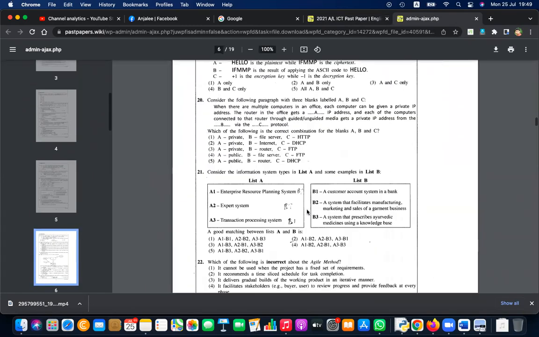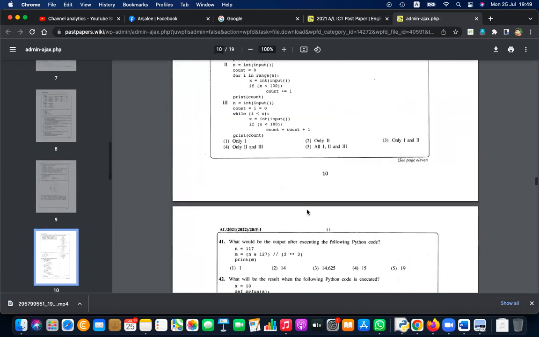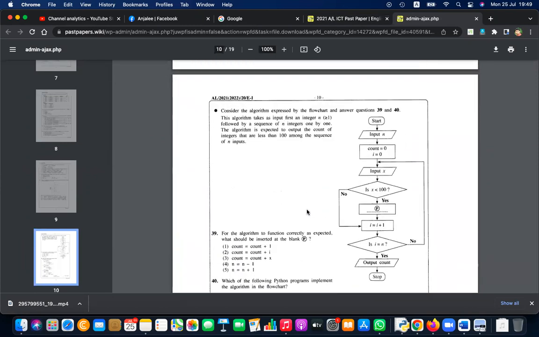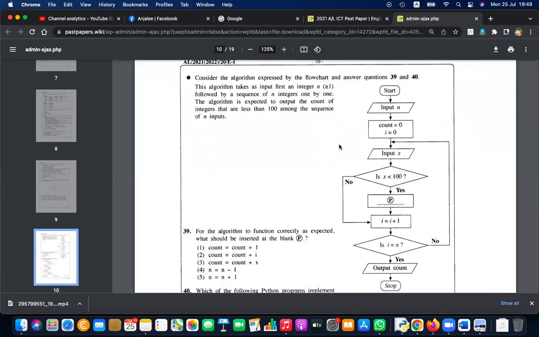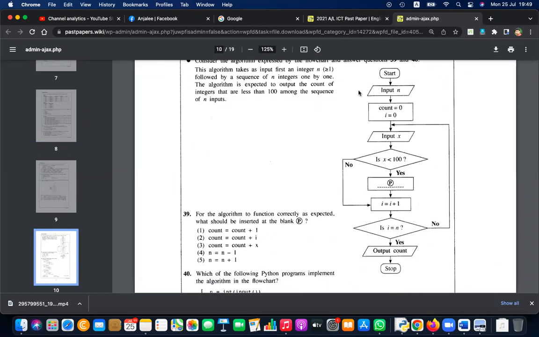Okay, let's move down further. You can see here, what is this shape? We just learned it. What is this called? A flowchart. So what is the symbol for start and end? That is an ellipse or a rounded rectangle.